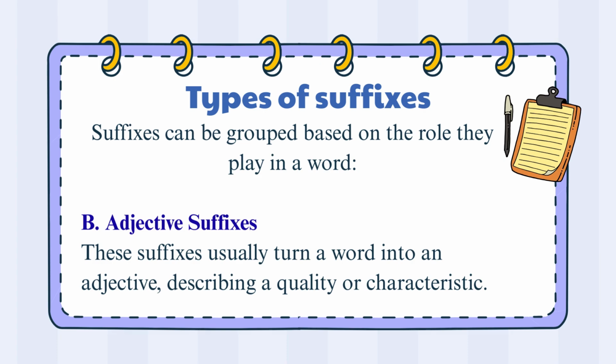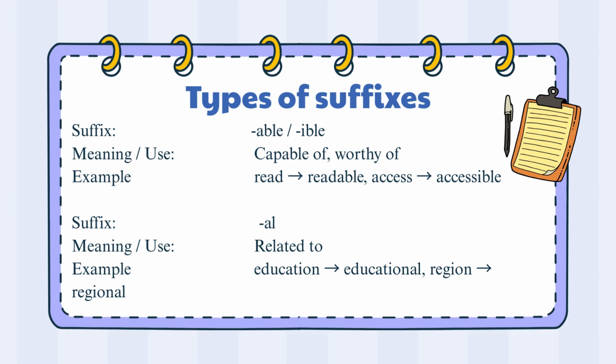Let's see some examples of adjective suffixes. The first one is ABLE and IBLE. These suffixes are used to show that someone or something is capable of or worthy of something. Example: read, readable; access, accessible.